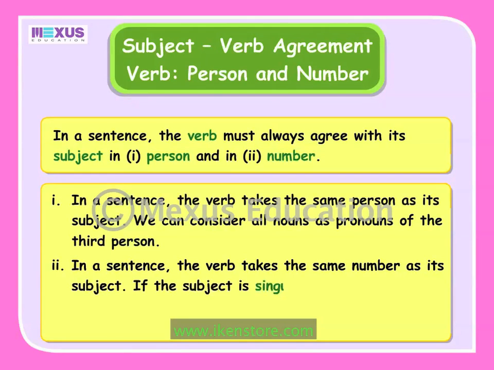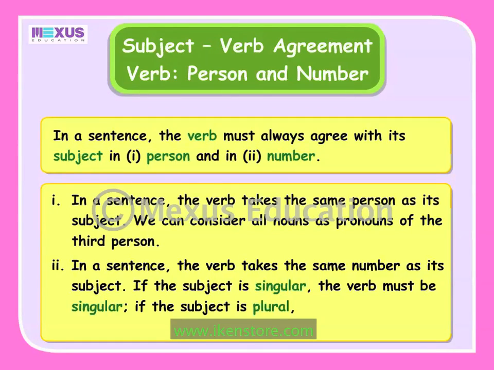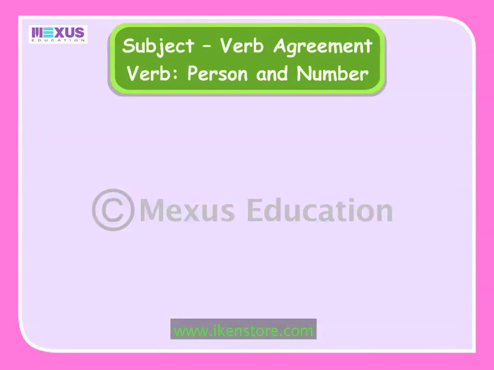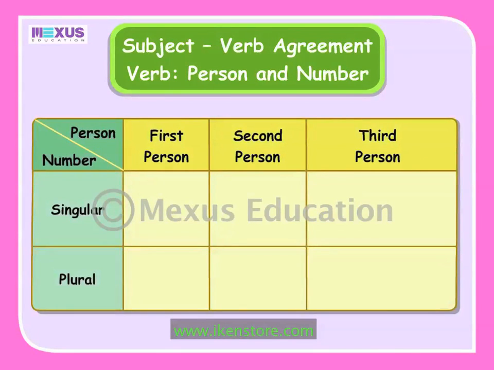If the subject is singular, the verb must be singular. If the subject is plural, the verb must be plural. Let's understand this better with the help of a few examples of different persons and numbers. Take a look at the following table. I sing. In this sentence, the subject I is of the first person and singular in number. Hence, the verb sing will also be first person singular.